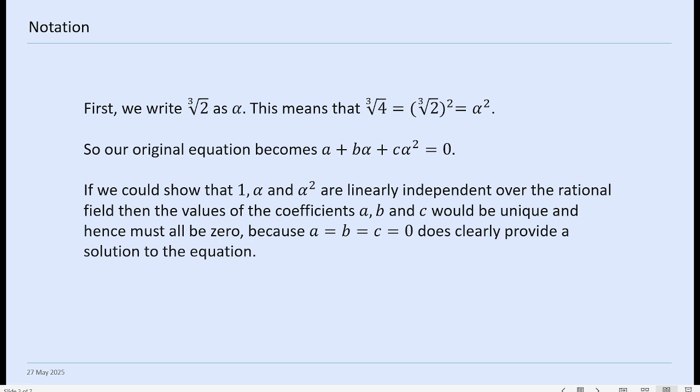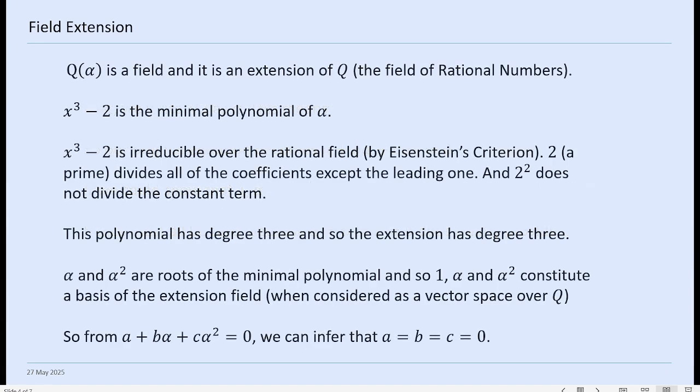So first let's set up some notation. Notation is so important in mathematics. So first we write cube root of 2 as alpha. This means the cube root of 4, which is the cube root of 2 squared, is alpha squared. So the original equation becomes a plus b alpha plus c alpha squared is 0. Now if we can show that 1, alpha and alpha squared are linearly independent over the rational field, then this means that the values of a, b and c are unique, and given that we have a solution a equals b equals c equals 0, that's the unique solution, so they all must be 0. So we need to show these three are linearly independent.